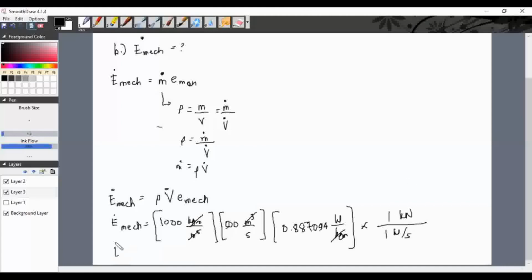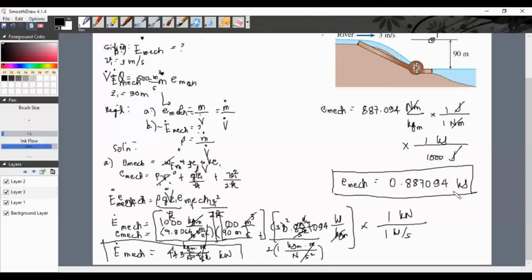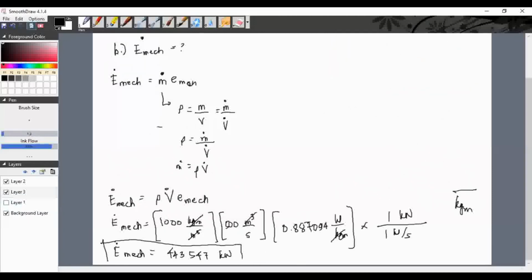So, finally, we have potential power generation is equal to 443,547 kilowatts. So yan po yung sagot, no? So again, for letter A, we have 0.887094 kilojoules per kilogram. And we have, for letter B, 443,547 kilowatts.